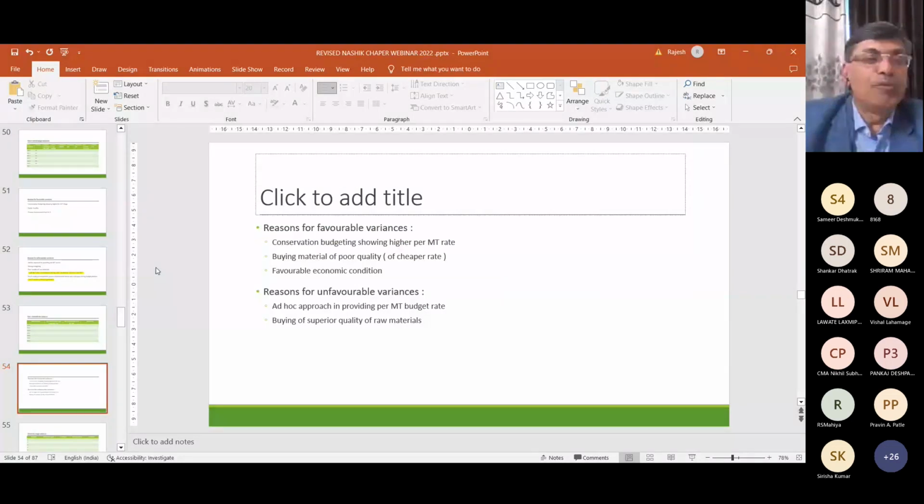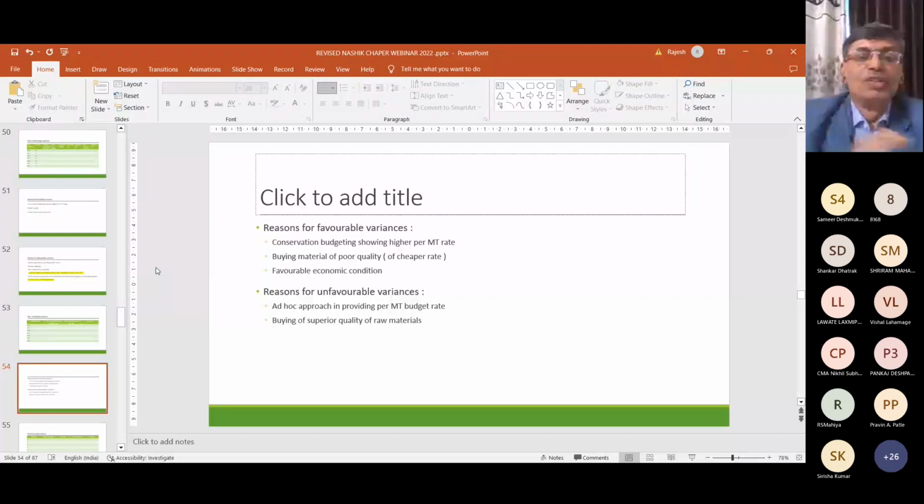Reasons for the favorable variances. One is conservative budgeting. Purchase may show a higher rate, and the actual rate will be less. Buying of poor quality raw material may not be a healthy sign. And the third thing is favorable economic conditions.